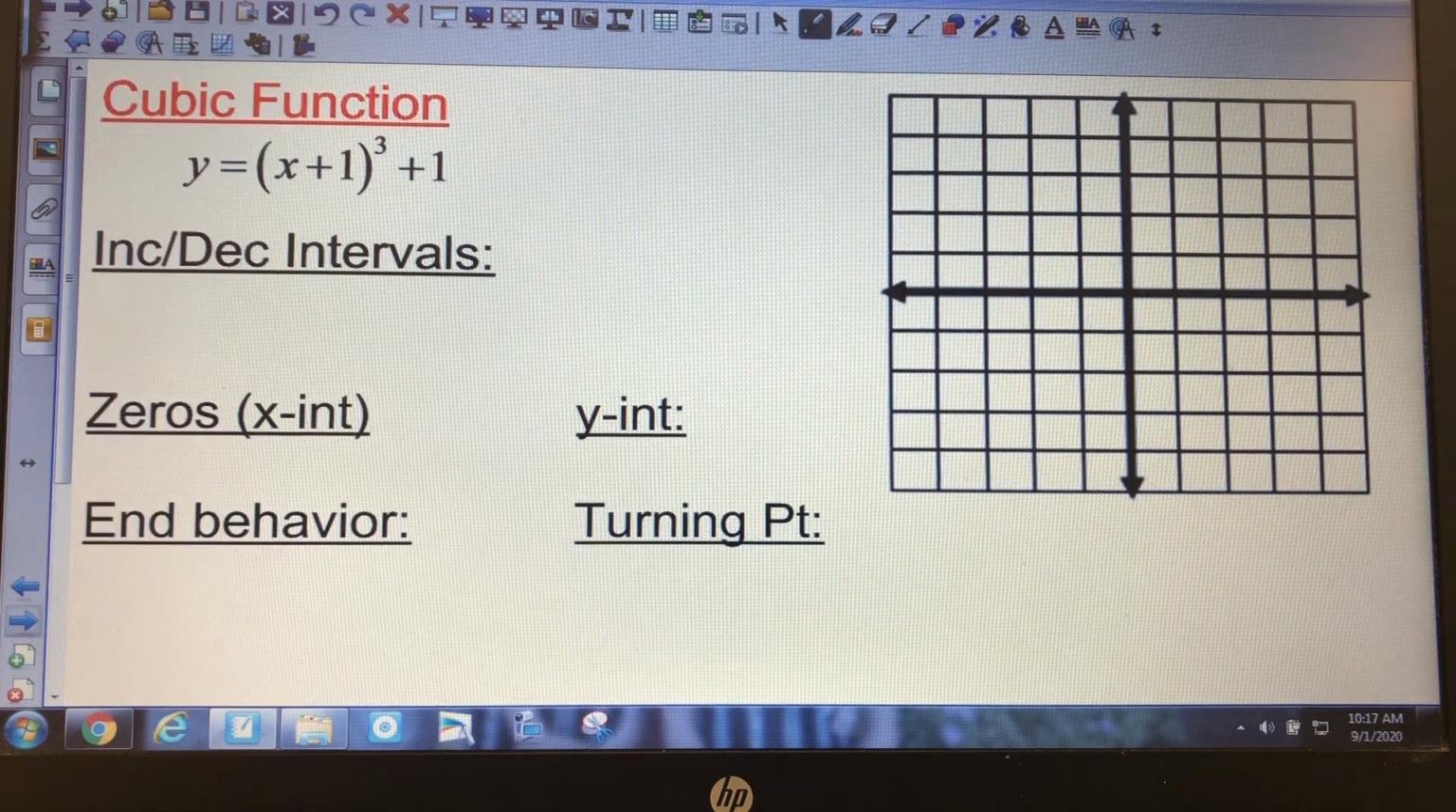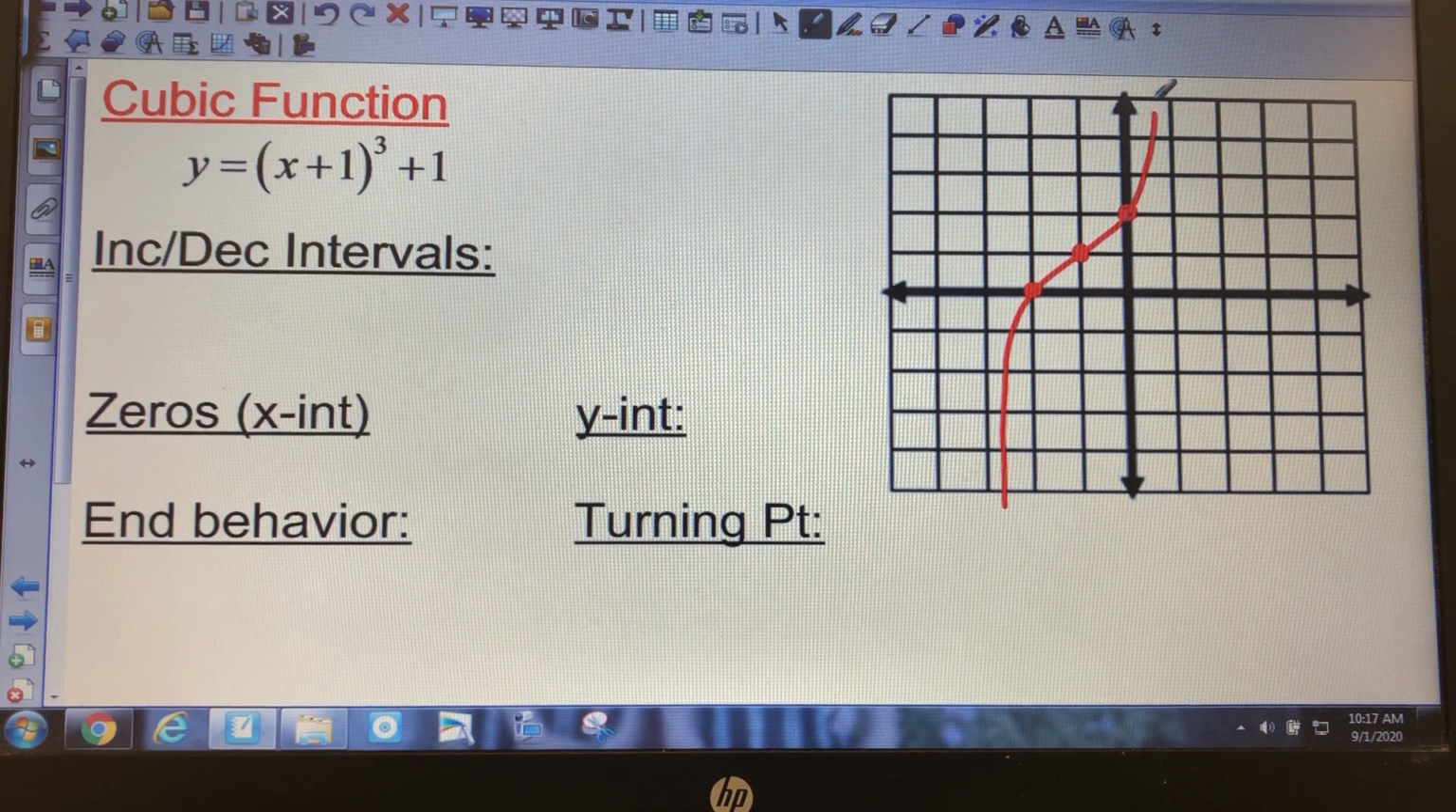All right, next up is our cubic function. This one goes left 1, up 1. Okay, left 1, up 1. So get your 2 key points there. Now from the key point, if we go right 2, we go up 8. From the key point, if we go left 2, we go down 8. So they're kind of off our screen. So that's what the graph should look like.